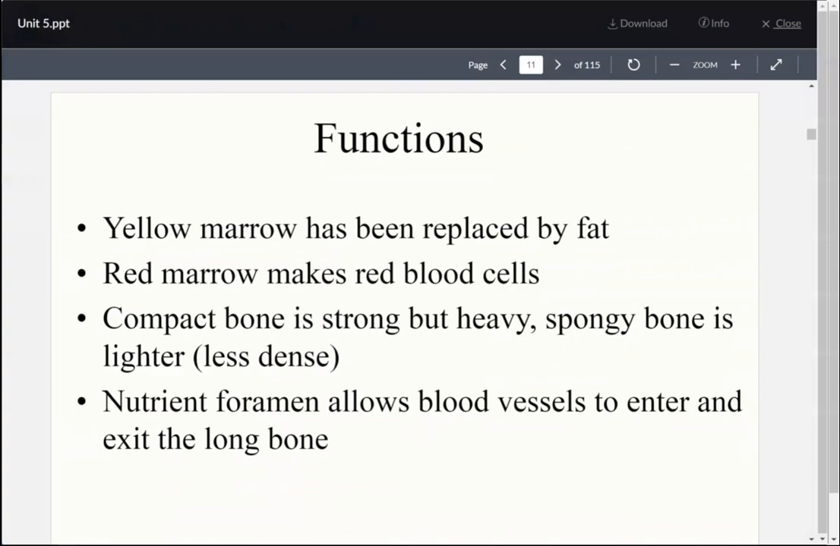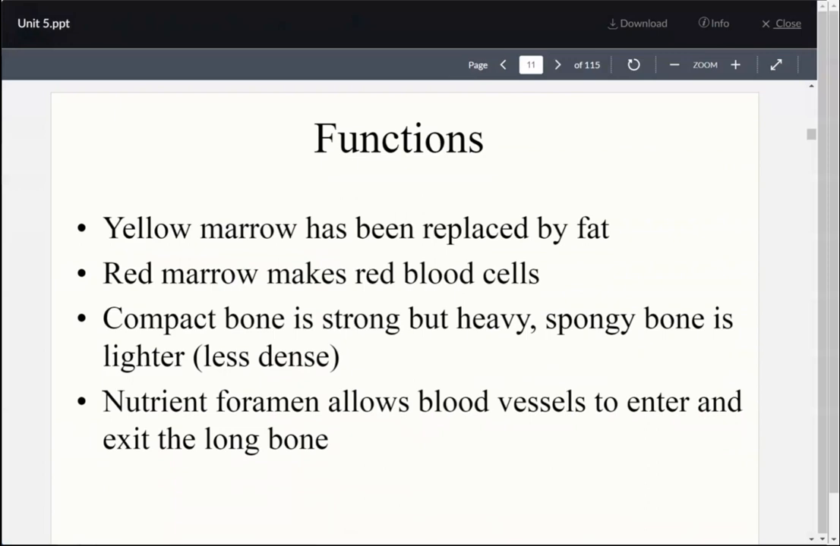All right, speaking of marrow, yellow marrow is fat. All of your bones, when you are born, start off as red bone marrow. Red bone marrow makes red blood cells. So when you are born, you are churning out red and white blood cells like crazy.